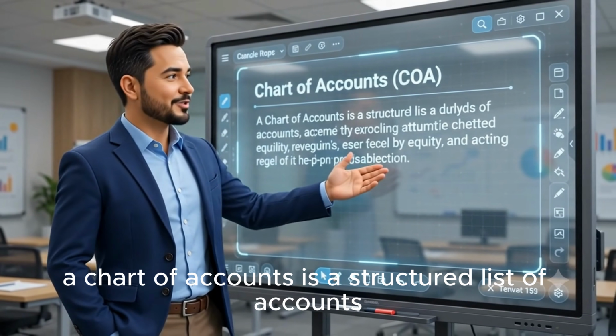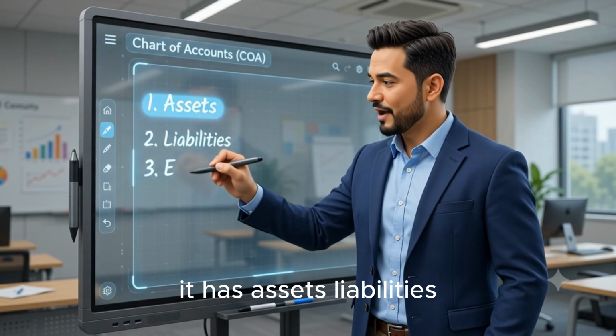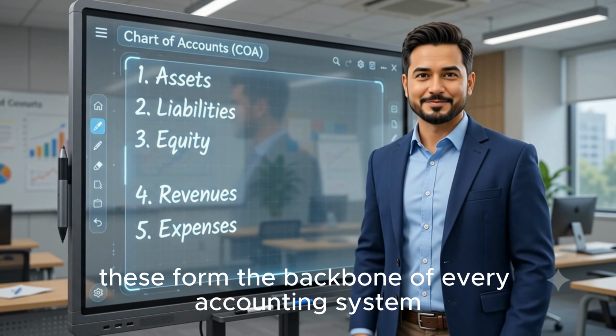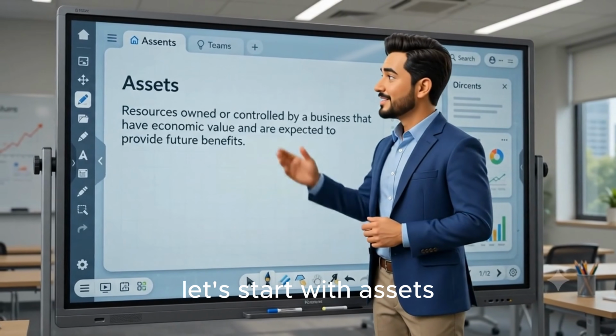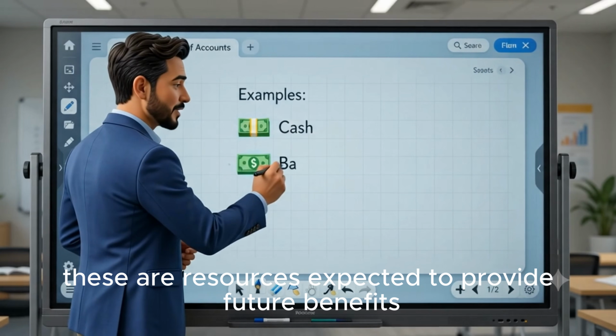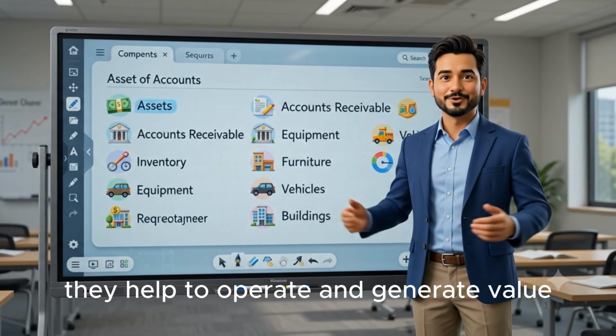A chart of accounts is a structured list of accounts. It has assets, liabilities, equity, revenues, and expenses. These form the backbone of every accounting system. Let's start with assets. These are resources expected to provide future benefits. You can see some common examples. They help to operate and generate value.